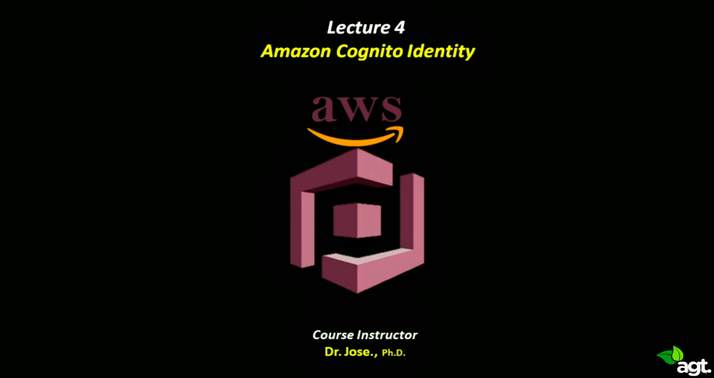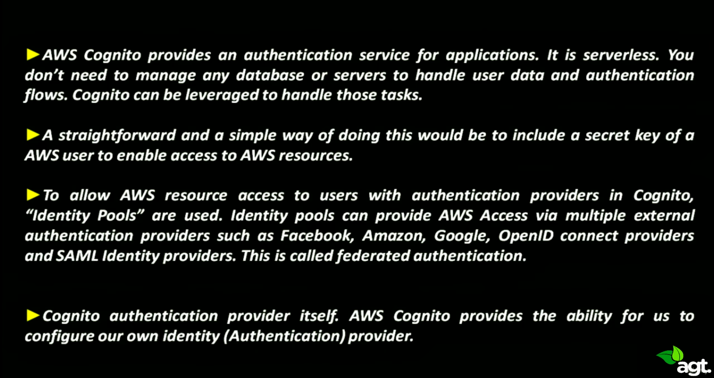The topic name is Amazon Cognito Identity. AWS Cognito provides an authentication service for applications, and it is serverless, so you don't need to manage any database or servers to handle user data and authentication flows. Cognito can be leveraged to handle those tasks. Imagine a web application needs to access AWS resources using the AWS SDK with authenticated users. In this lecture I will explain how to achieve that, as well as the Amazon Cognito identity process.